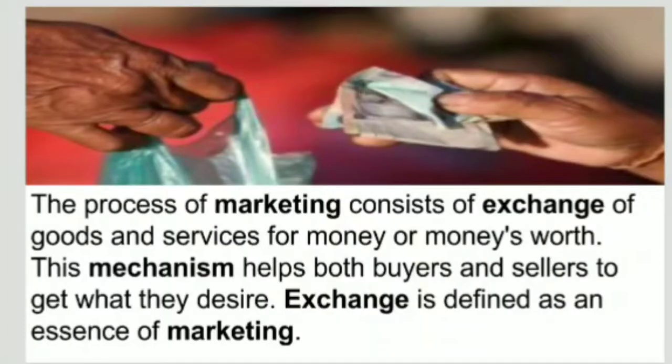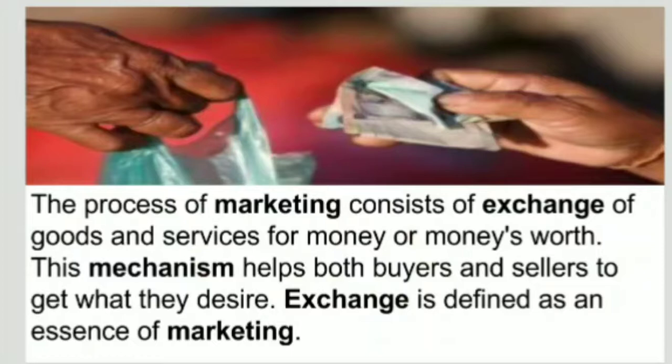Ultimately, in traditional way, again by hand to hand we could exchange the money and goods or services. So the process of marketing consists of exchange of goods and services for money or money's worth. See, always don't think that only money has to be paid in purchasing of any goods and services. Even money's worth, for example shares, debentures, gold, or any of the other goods can be exchanged for some goods. The mechanism helps both buyers and sellers to get what they desire. Seller is in need of money, buyer is in need of goods and services. So both need and wants are actually satisfied during this exchange.